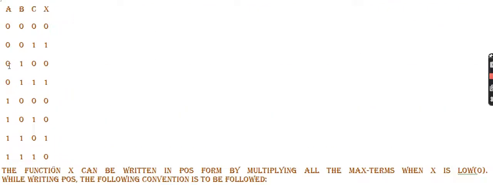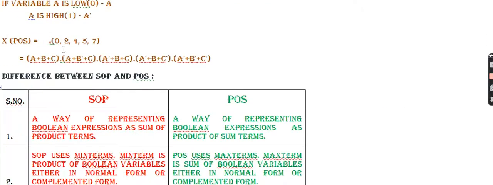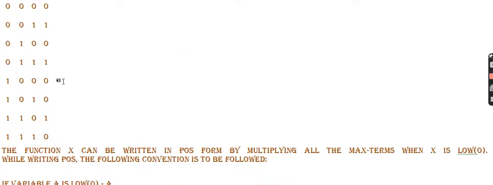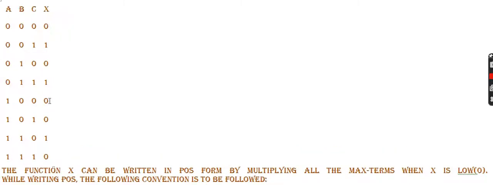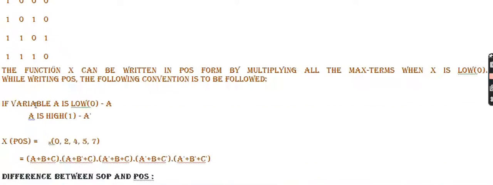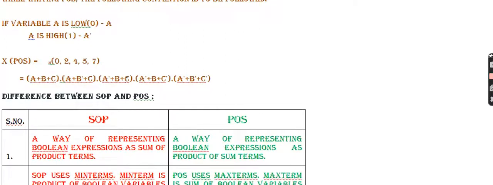and for 2, for this representation, 0, 1, 2, for this 2 it is A plus B bar plus C. So for 4, come here. See, this is 0, 1, 2, 3, 4, right? So for 4 it is A bar plus B plus C. See, for the 4th term, A bar plus B plus C.